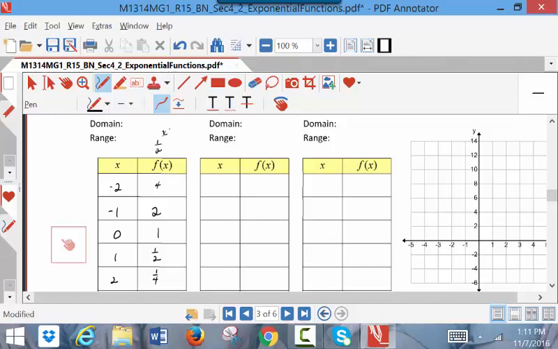What in the world does that look like? Let's take a look at it. -2, 4. -1, 2. 0, 1. There's that same y-intercept. 1, 1/2. 2, 1/4. 3, 1/8. And this is what it looks like. There it is. Looks very different. Okay, so this is my sketch of y equaling 1/2 to the power of x.